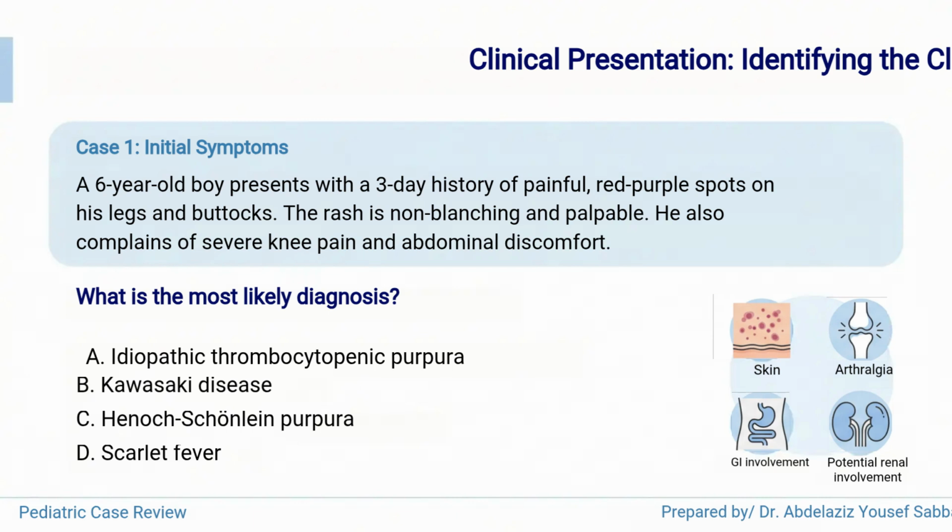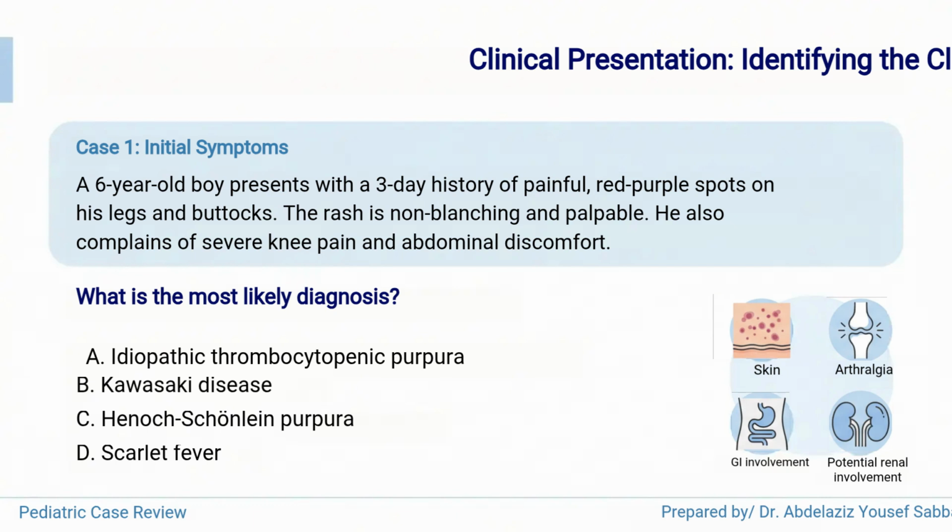Let us begin. Case 1. A 6-year-old boy presents with a 3-day history of painful, red-purple spots on his legs and buttocks. The rash is non-blanching and palpable. He also complains of severe knee pain and abdominal discomfort. What is the most likely diagnosis?